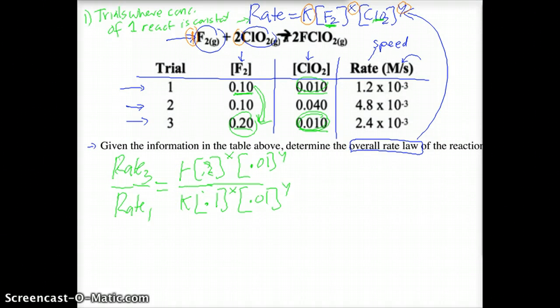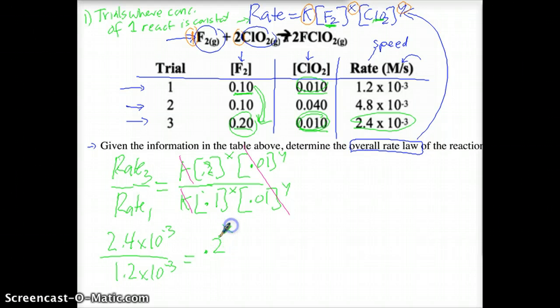They cancel. So bye-bye K. And also, I have 0.01 to the y on the top and bottom. Those cancel. So what I'm going to be left with is rate 3 divided by rate 1. Well, let's plug in the numbers. The rate of trial 3 was 2.4 times 10 to the negative third over 1.2 times 10 to the negative third. Okay? That's going to be equal to 0.2 to the power of x over 0.1 to the power of x. Now I just got to do a little bit of simplification.